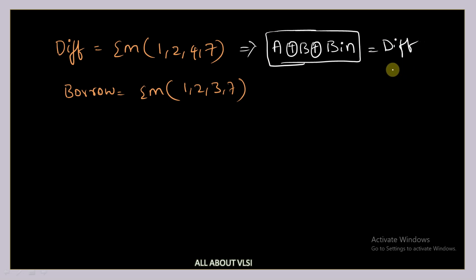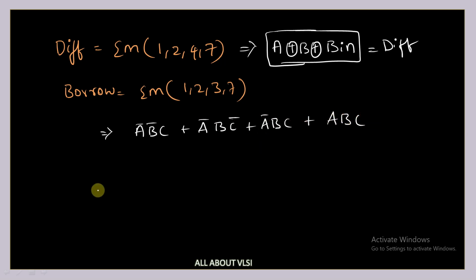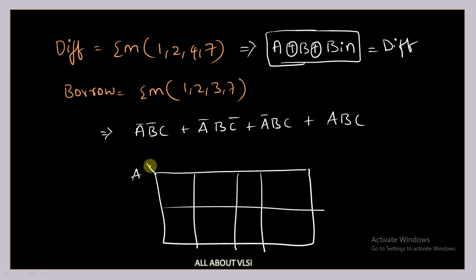And what is the equation for borrow? So you can just simply draw, first of all write the equation. So equation for your borrow is nothing but A bar B bar C plus A bar B C bar plus A bar B C plus A B C, or else you can draw the K map for this. A B C, B bar C bar, B bar C, B C, B C bar, A bar and A, 0 1 3 2 4 5 7 6.